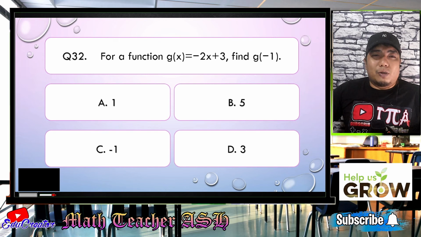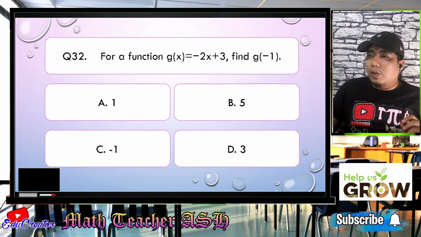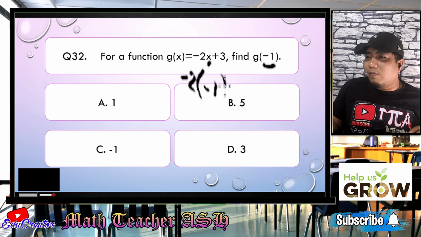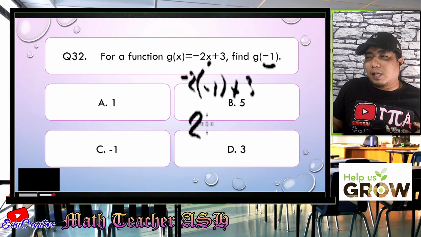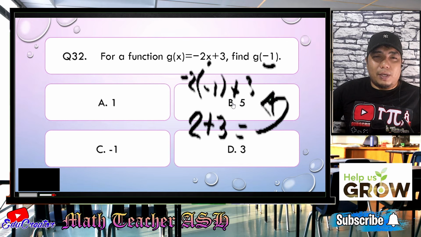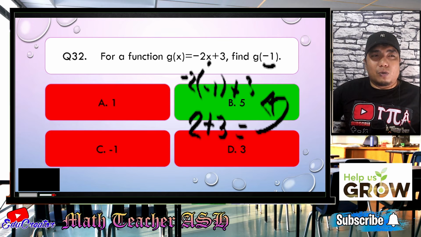Alright, math learners. So basically, this is just the same as evaluating a function. So what we can do here is, of course, to substitute negative 1 for the value of x. That will give us negative 2 times negative 1 plus 3. Now, negative 2 and negative 1, when you multiply them, it will become positive, right? So this will become positive 2 plus 3, which is equal to positive 5. So the correct answer is letter B. Let's check. Alright, we are correct, my dear math learners. Easy, right? Now, let us go to question number 33.